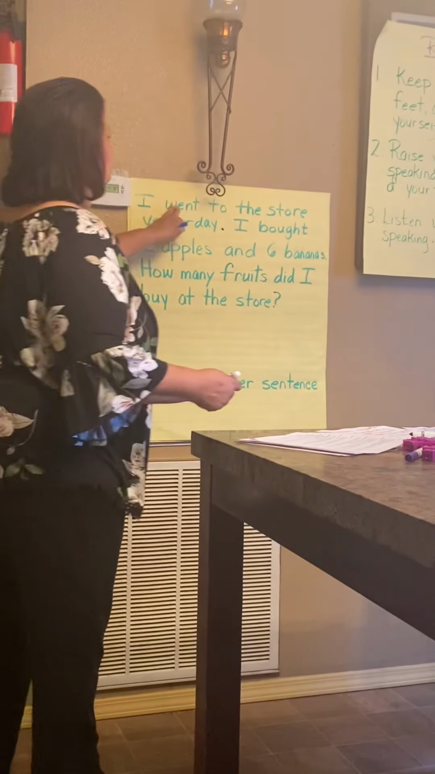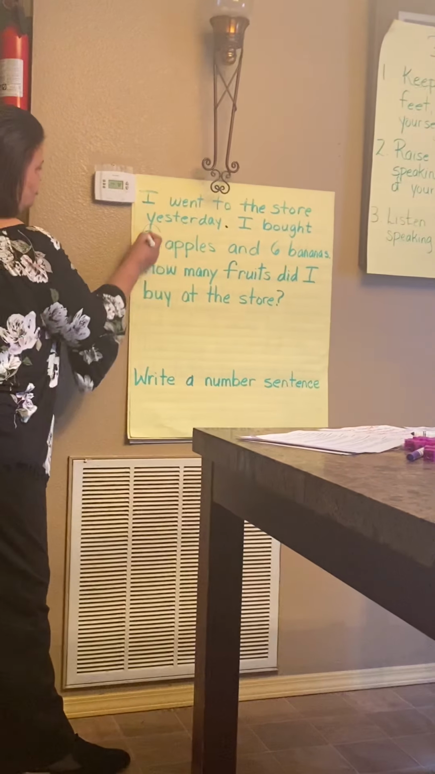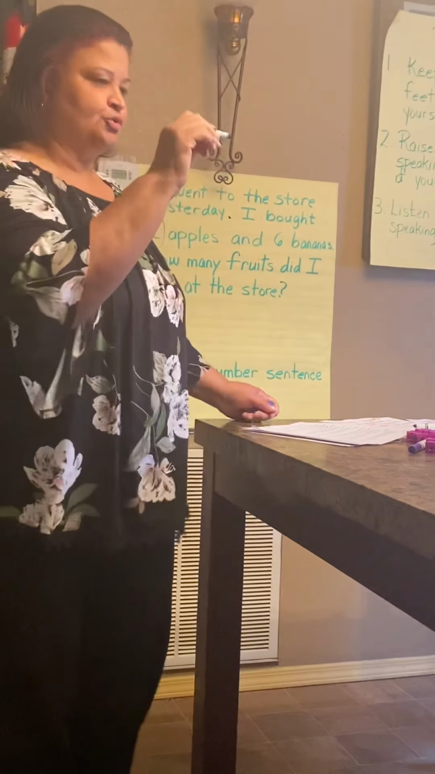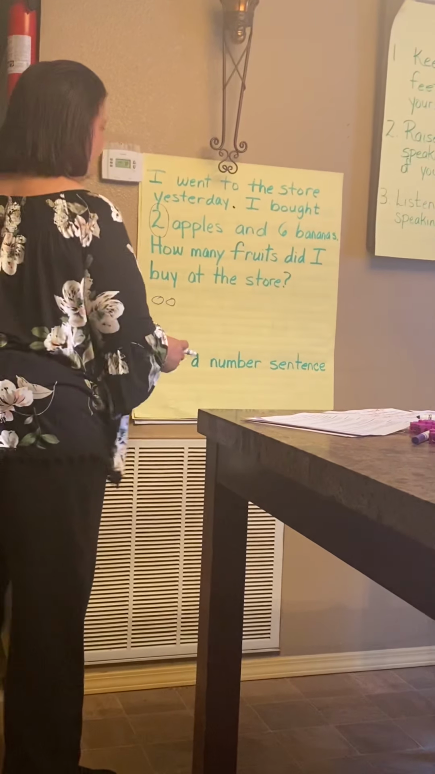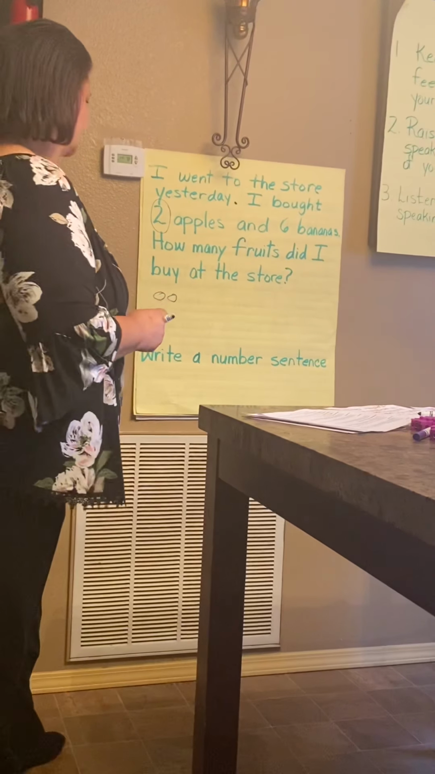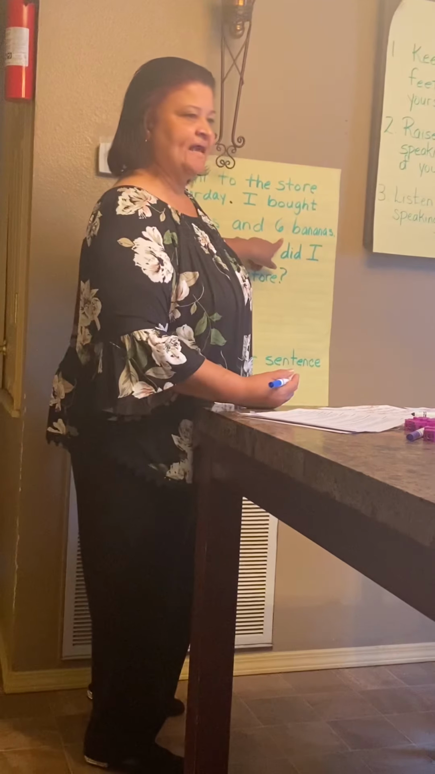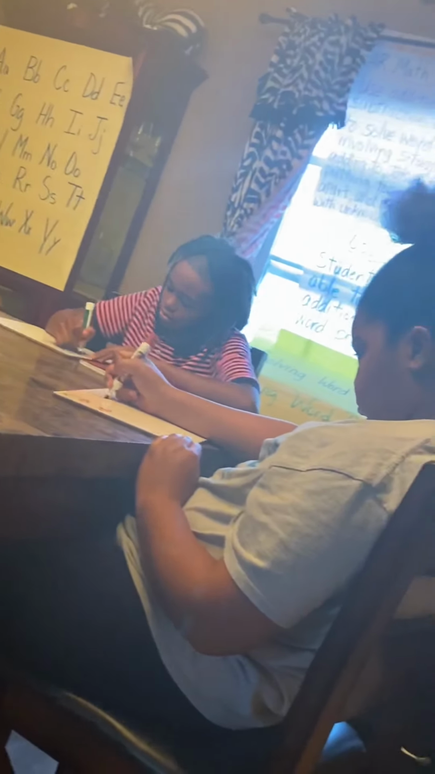So I went to the store yesterday, and I bought how many? 2 apples. Okay, I need you to put 2. I want you to put the 2 and then draw the 2 circles to represent our apples. We had 2 apples. And we had how many bananas? 6 bananas. I want you to do the same thing. I want you to put the number 6 and draw 6 bananas.